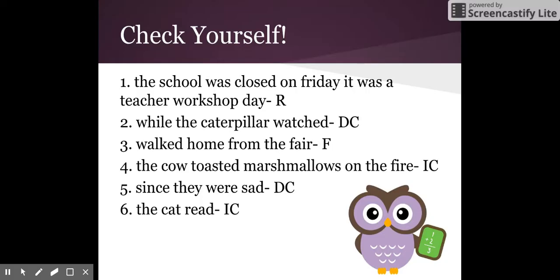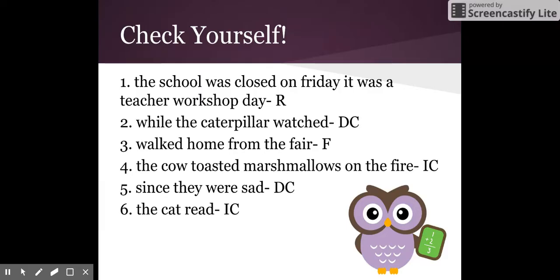The first one was a run-on. You could kind of tell because you almost can't even catch your breath to get all of that out without any kind of punctuation, which means you have a couple of subjects, you have a couple of verb or verb phrases. Number 2, while the caterpillar watched, dependent clause. It has a subject, a predicate, the dependent word while. Number 3, walked home from the fair is a fragment because you have the complete predicate, but you have no subject. You have no idea who's doing this walking.